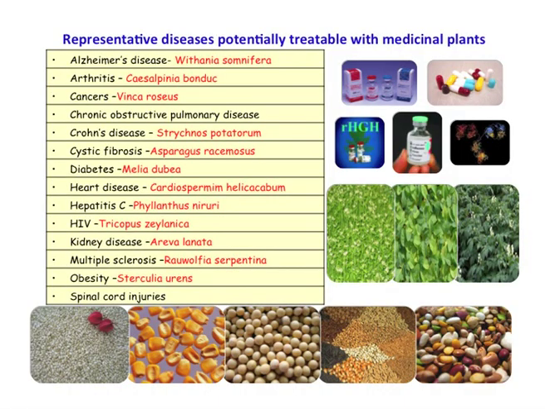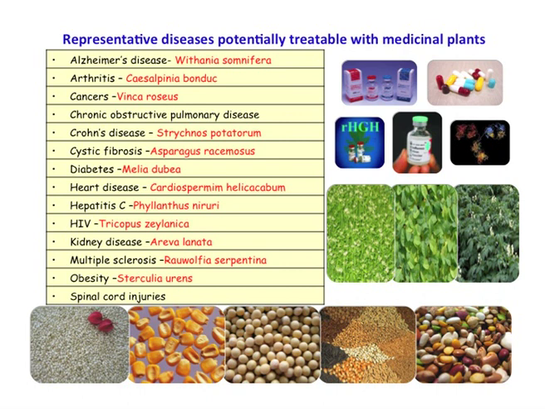Alzheimer's disease, by using Withania somnifera. Caesalpinia bonduc can effectively cure arthritis. Vinca rosea, which has two important powerful alkaloids, vinblastine and vincristine, is used for curing cancers. Strychnos potatorum is used to cure Crohn's disease. Asparagus racemosus is used to cure cystic fibrosis, whereas Melia dubia is an important drug for diabetes. Cardiospermum halicacabum is used to cure heart diseases.